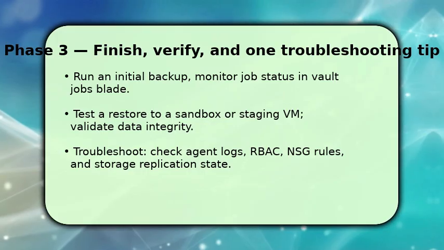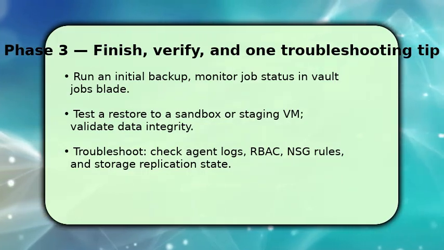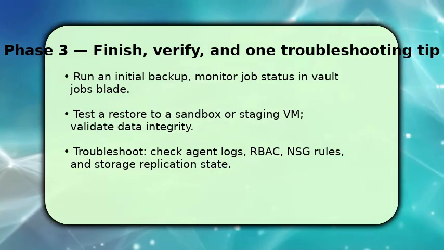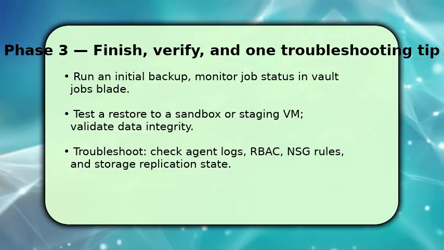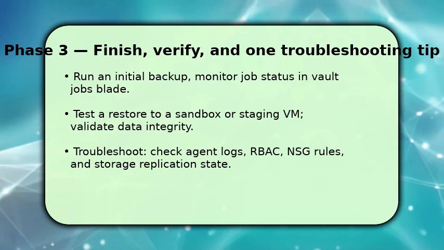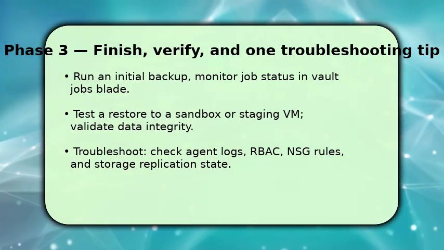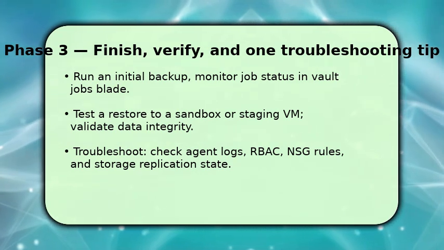Once a successful job completes, perform a test restore to a sandbox or staging VM to validate the process and the data integrity. If something goes wrong, first check agent logs and vault job error messages, then verify RBAC, NSG rules, and storage replication status. Make sure time settings and certificates are correct. Many failures trace back to agent time skew or expired credentials.